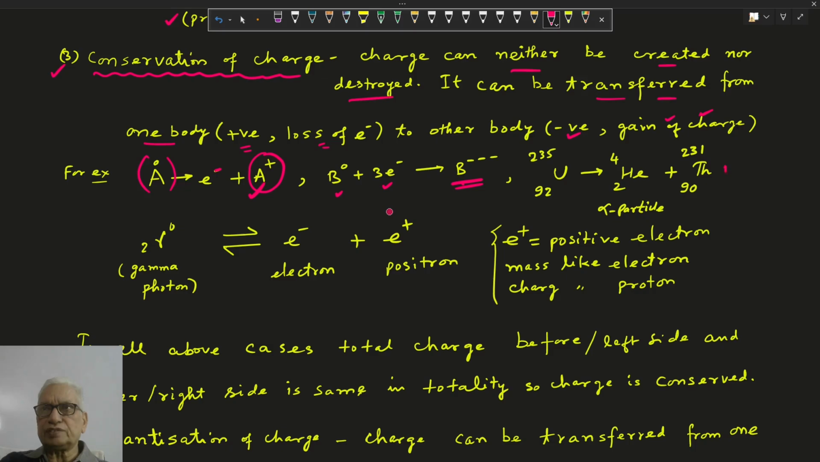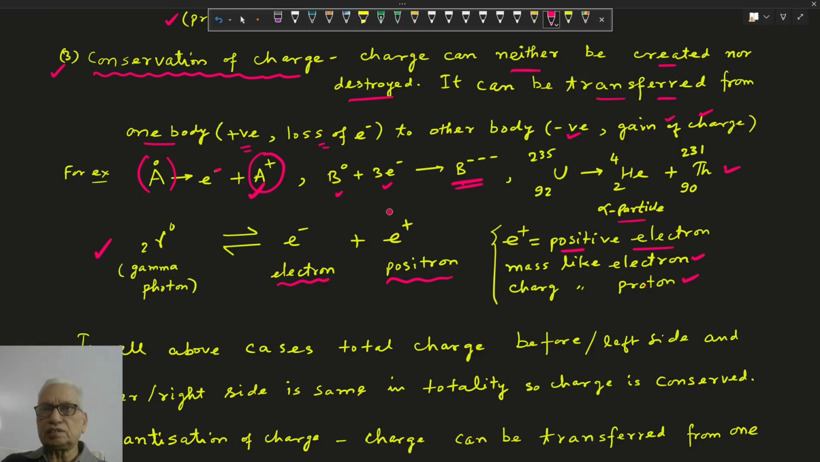Another example is uranium converting into a helium nucleus, an alpha particle, plus thorium. If we add, 90 plus 2 is 92, so charge is conserved. Charge is also conserved with gamma ray photons. 2 gamma ray photons can be converted into an electron and a positron. Positron is a very special particle. It has mass like the electron and charge like the proton, positive charge. So that's why it's called positive electron, positron.